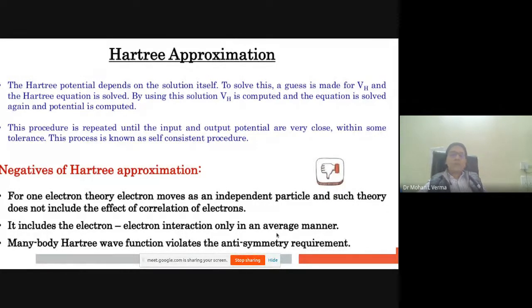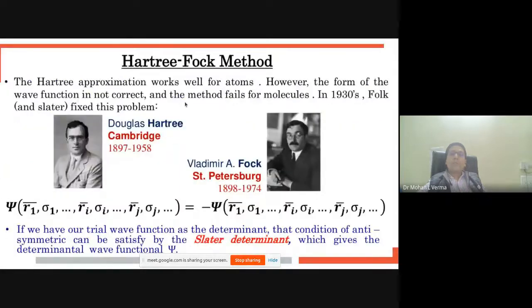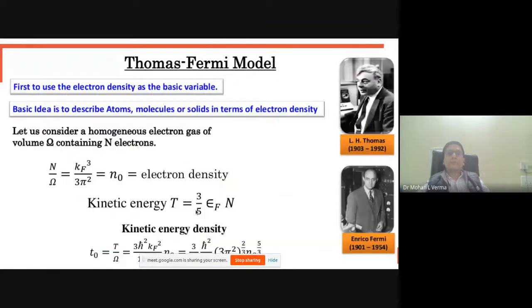So the many-body Hartree wave function violates the anti-symmetric requirement, and this anti-symmetric requirement is further included by Slater and Fock, and now the method is known as the Hartree-Fock method. This is that anti-symmetric term, it is included here.